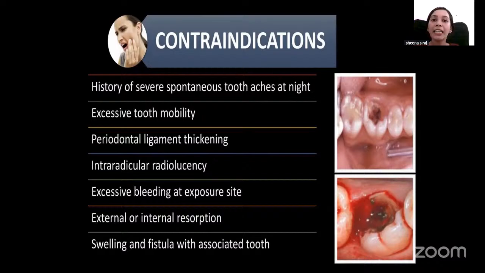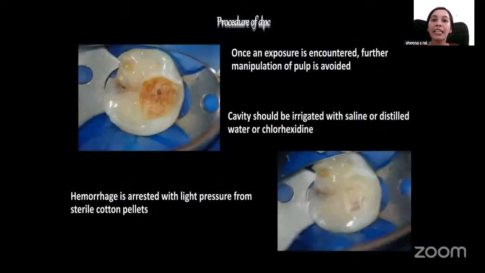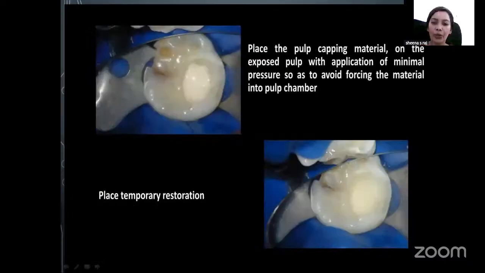So we know what the procedure normally is. As you can see in this image, there is a very small 1 mm exposure and all the dentin is very clean. So please, the cavity should be cleaned with sterile saline or distilled water or chlorhexidine. Please keep it. And we know that the bleeding is there in 1 mm of diameter. So use some material so the hemorrhage is arrested, as you can see in this image. And afterwards, once the bleeding is stopped, we can place some medicament.